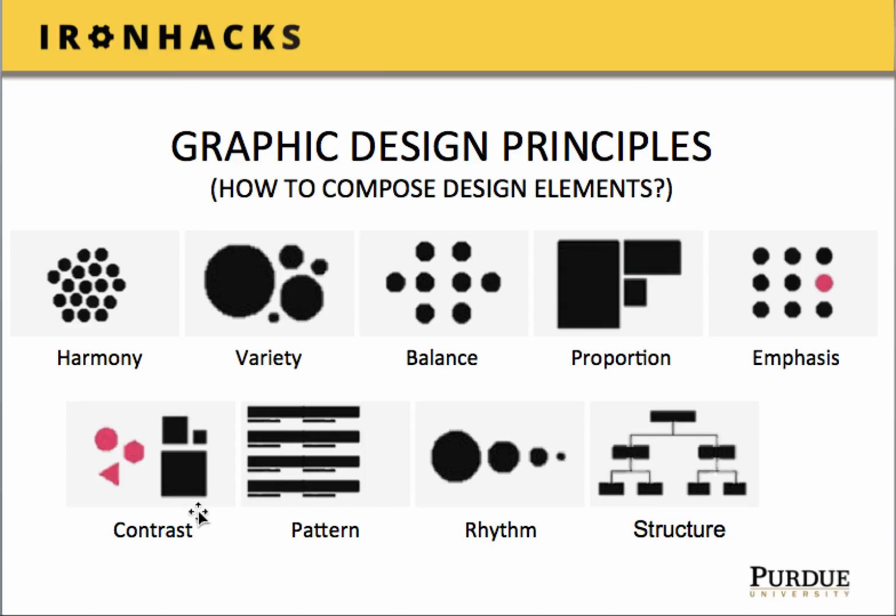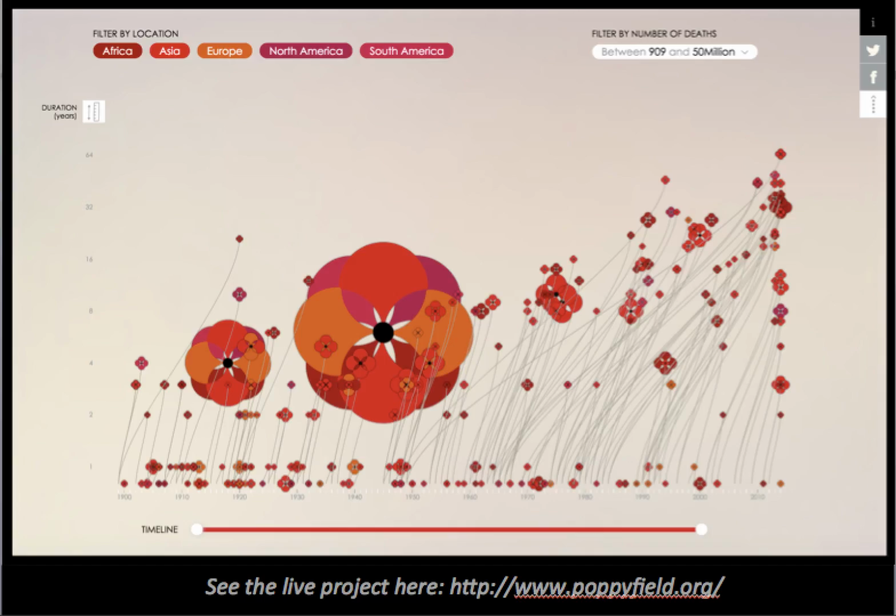So from the previous tutorial, you should already be familiar with harmony and variety. But this session will go further and discuss the concepts of balance, proportion, emphasis, contrast, pattern, rhythm, and structure. There is a high level of overlap in terms of how these principles function, but for simplicity's sake, we'll go through each one of them so that you can be cognizant of their effects in your mashup designs. And we'll continue with the poppy field example to discuss which design principles have informed the relationships between the design elements in this visual design.